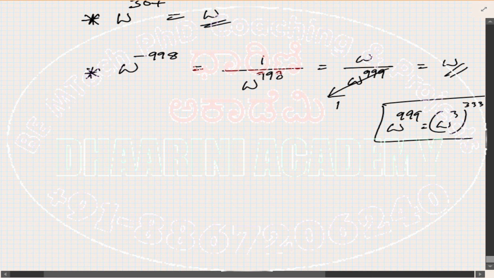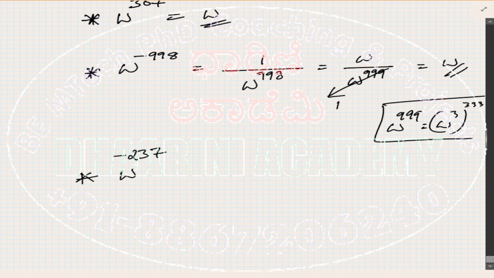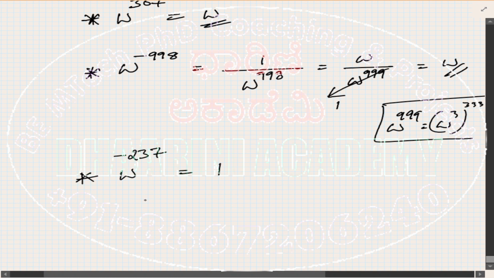Alright, so whenever a negative power is given, bring it into the denominator and try to make it a perfect cube. Okay, alright, let's see. So the next number is omega to the power minus 237. Yes, because 237 is divisible by 3, so we have 1 divided by omega to the power 237, so that's equal to 1.